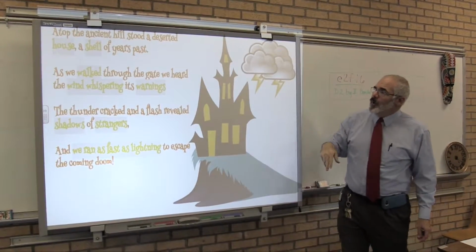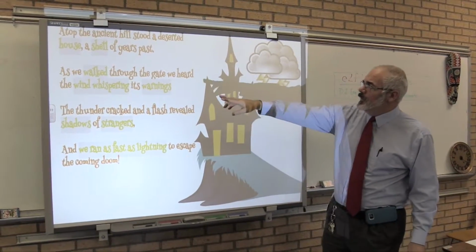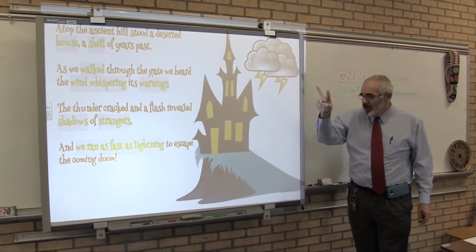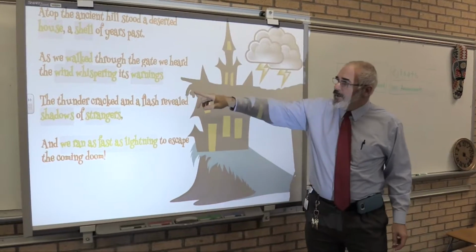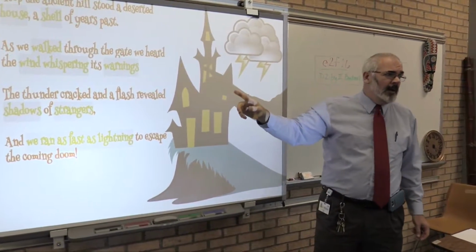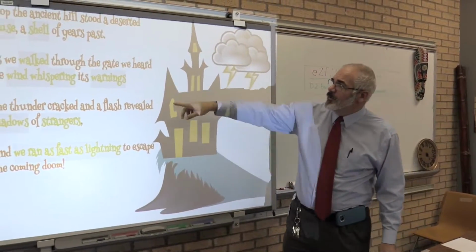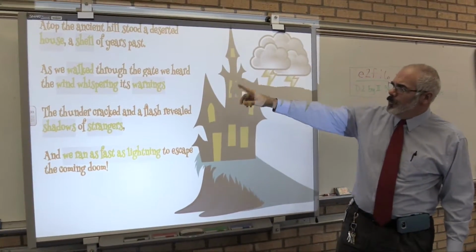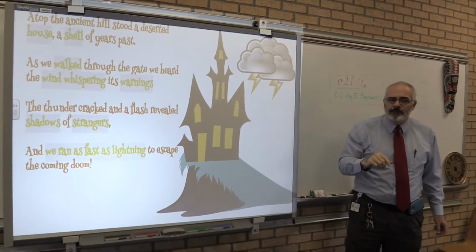Look at the next line. As we walked through the gate, we heard the wind whispering its warnings. Okay? This line actually contains two things, right? First of all, the wind whispering its warnings is an example of what? Personification. Also, though, if you look at we walked, we, wind, whispering, warnings, this is also an example of what?